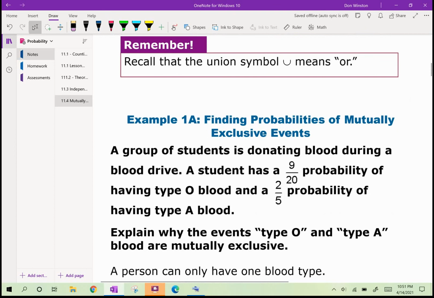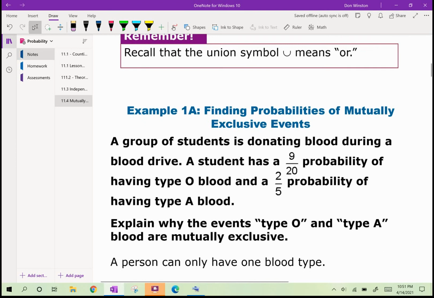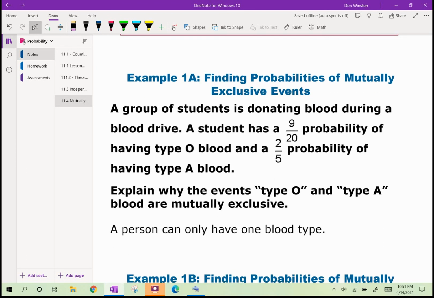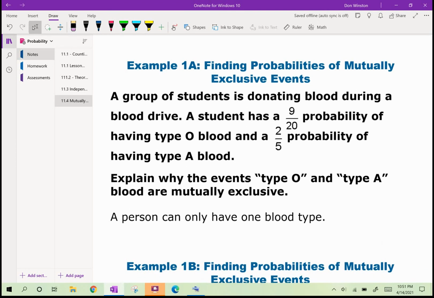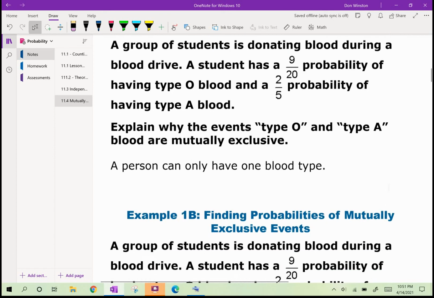Here we have a group of students donating blood during a blood drive. A student has a 9/20 probability of having type O blood and a 2/5 probability of having type A blood. You can't have both type O and type A blood. Explain why the events type O and type A blood are mutually exclusive. A person can only have one blood type.